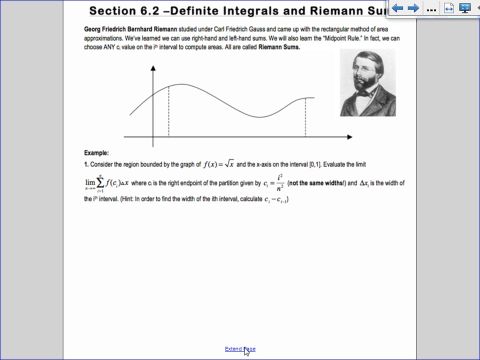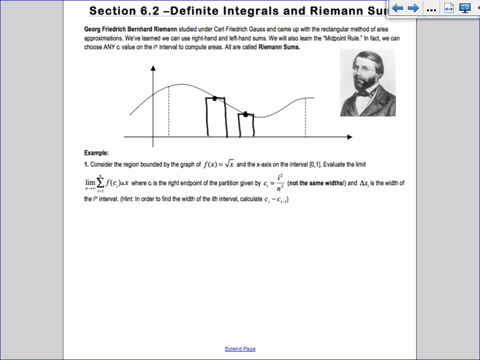So the midpoint is when you take a rectangle and you go straight across wherever its midpoint matches up with the curve. So let's say I'm talking about here, then that rectangle would be like here. Does that make sense? So the height of the rectangle is where the midpoint of the interval is. Okay, so we could also use those approximations.